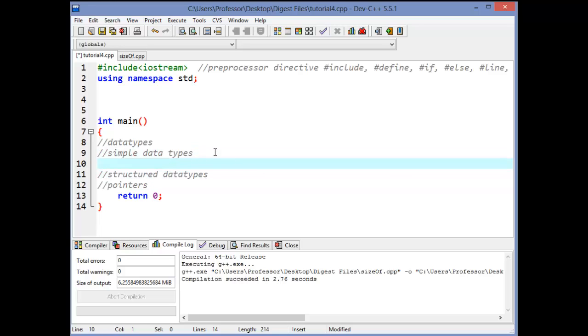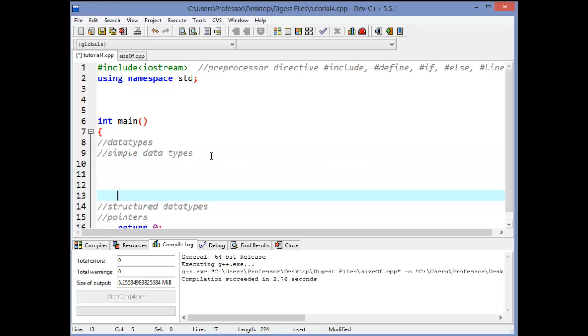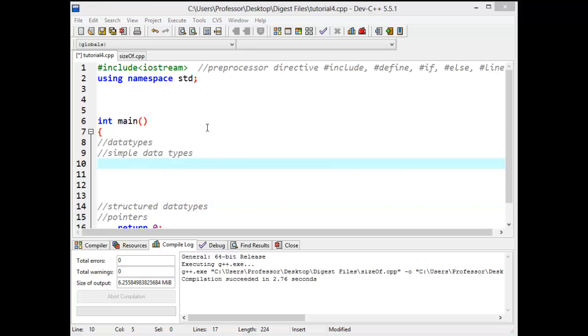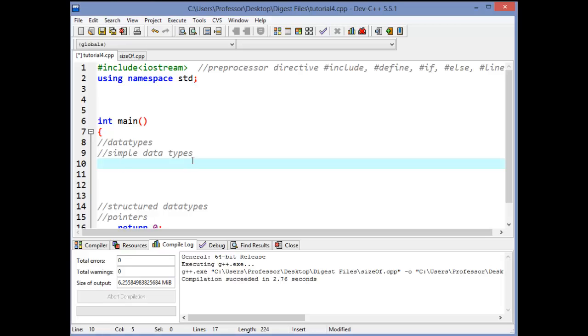Now, of course, each of these categories has its own subcategories. For example, when we talk of the simple data types, they are the fundamental data types because they form the building blocks of the structured data types. Is that okay? They are fundamental. So from the simple data types we can have our structured data types and even our pointers. Is that okay? Now when we take the simple data types, they can also be grouped into three main categories.